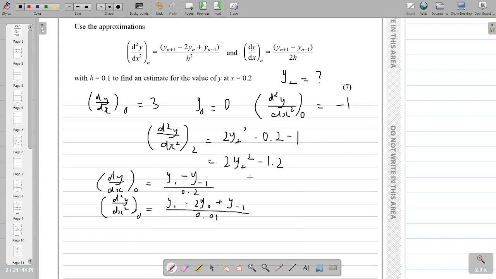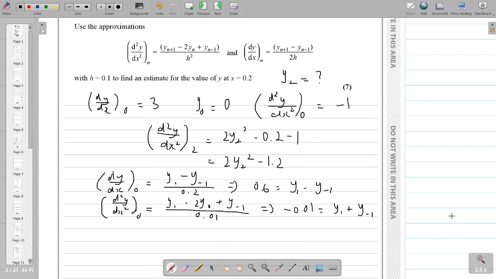Right? Now we can rewrite these two equations in terms of what we get, because dy dx of 0 we know is 3. So it's 0.6 is equal to y sub 1 minus y sub negative 1. And we know y sub 0 is 0, so we don't have to worry about that. d2y dx squared of 0 is negative 1. Multiply this over, we're going to get negative 0.01 is equal to y sub 1 plus y sub negative 1.